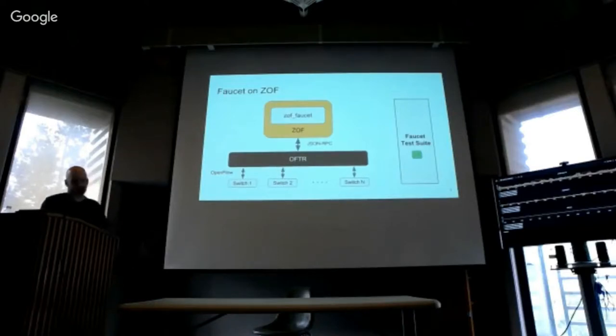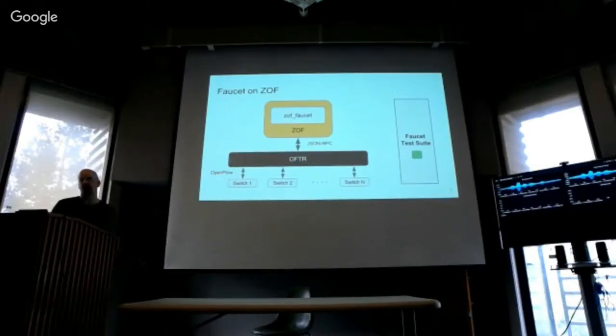Right, so let's do an example. So switch one sends a packet in message to OFTR. OFTR translates the message to JSON and sends it to ZOF. ZOF parses the JSON message to a Python dictionary and dispatches it to each app's packet in handler. This is the slow path.